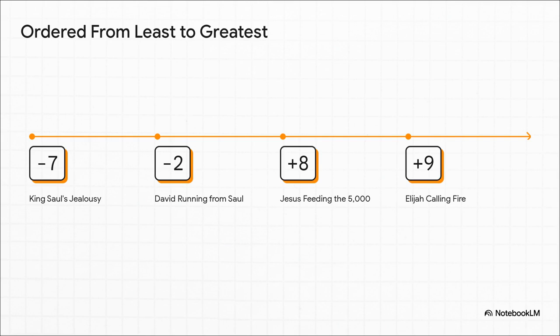And here's the solution all laid out for you. The smallest number, the one furthest to the left, is that -7 for King Saul. Then, moving to the right, we hit -2 for David. After that, we cross over 0 and get to the positives. First is the +8 for the feeding of the 5,000, and the greatest value of them all is Elijah's +9.